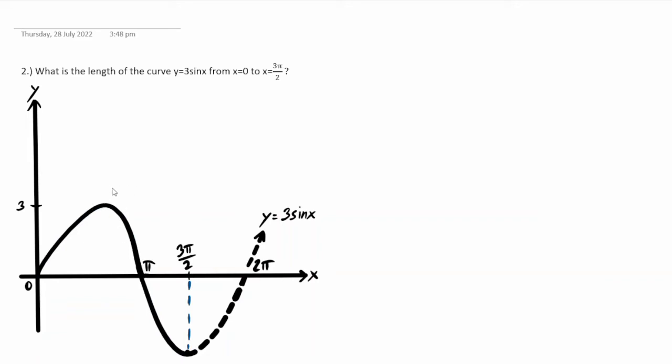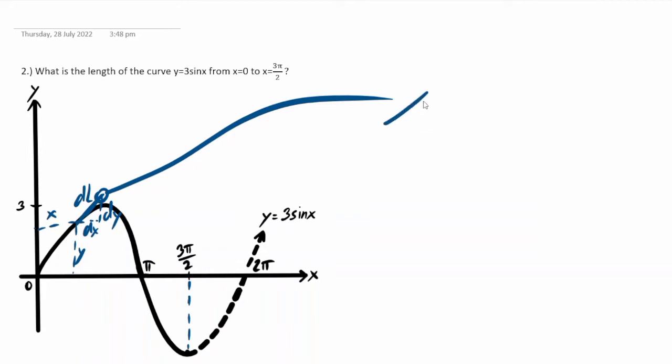So to get the length of the curve, we will once again use a strip here. There, that is our strip, and this is our y, our x, our dl, and if we put another dimension here, this is going to be our dx and our dy. So if we bring that up, we have here our dl strip, dy, dx.